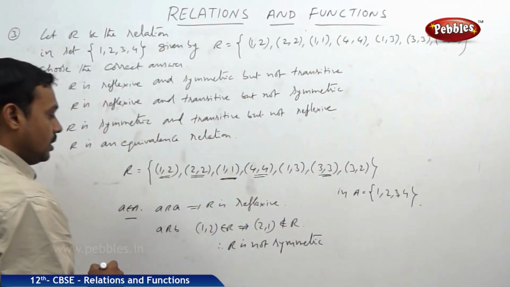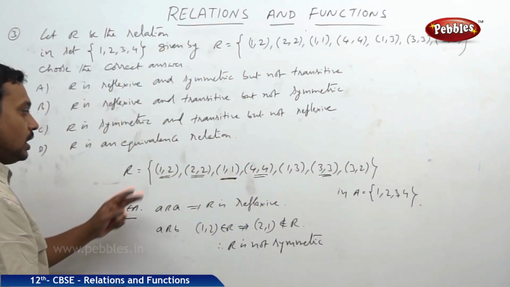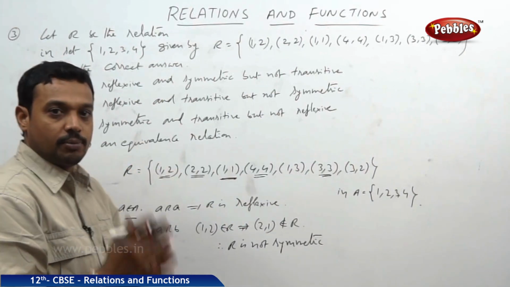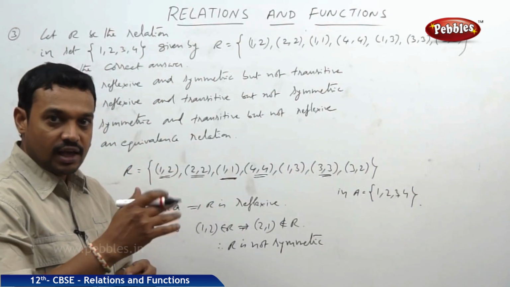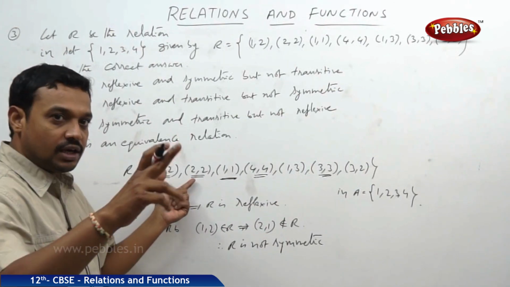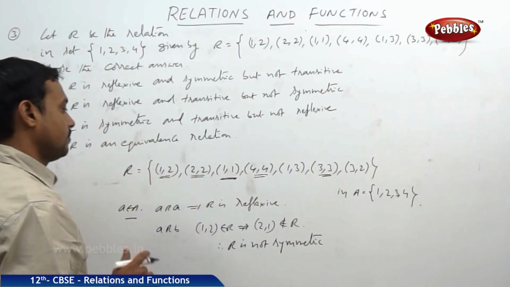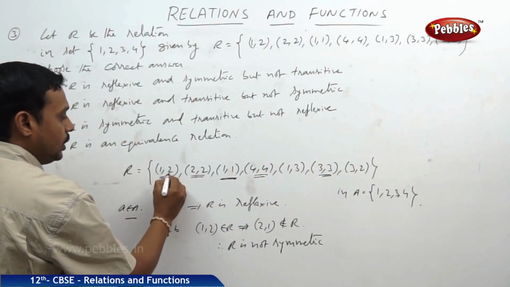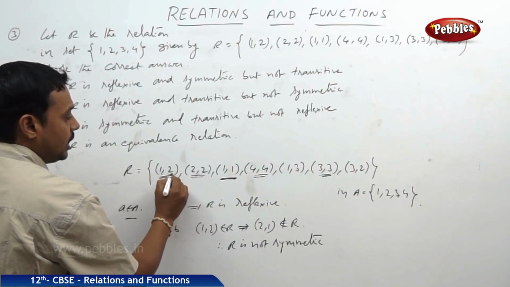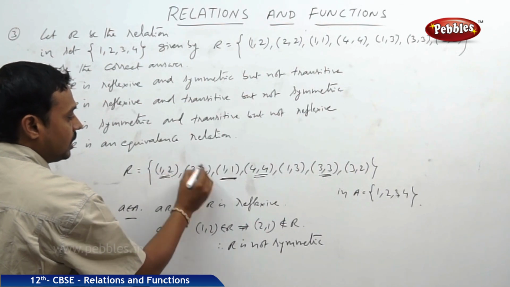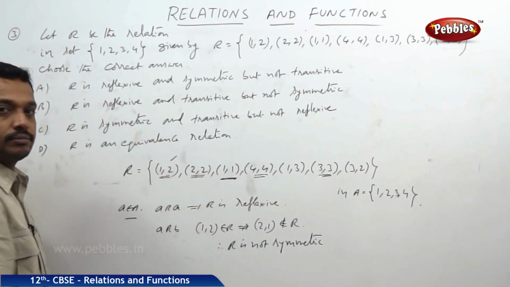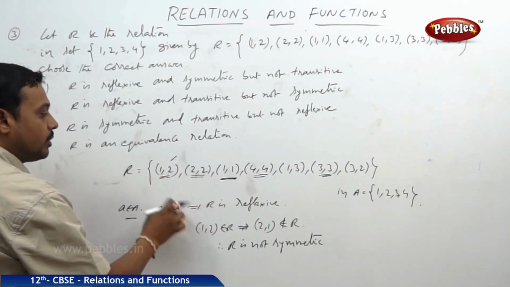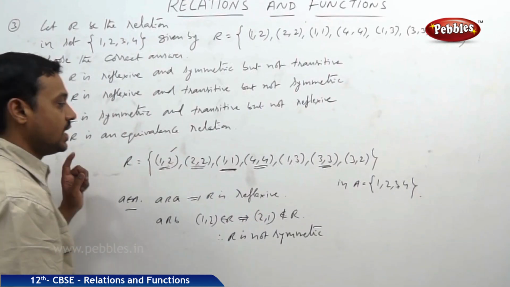And next one, third one. Suppose we select two ordered pairs such that A is related to B and B is related to C. Then let us check whether A is related to C. Consider (1,2) and (2,2). So 1 is related to 2, and 2 is related to 2, giving (1,2). Yes, it is already there. So if we select these two ordered pairs, then (1,2) is also in the same relation.